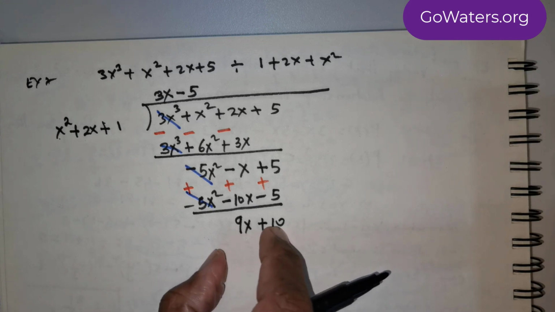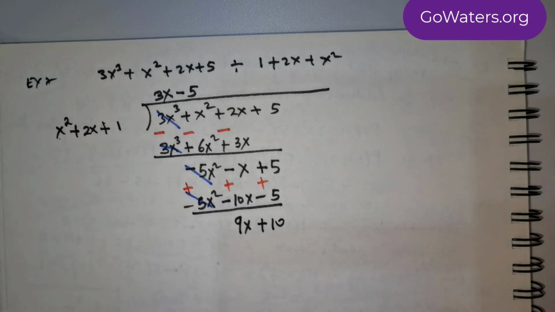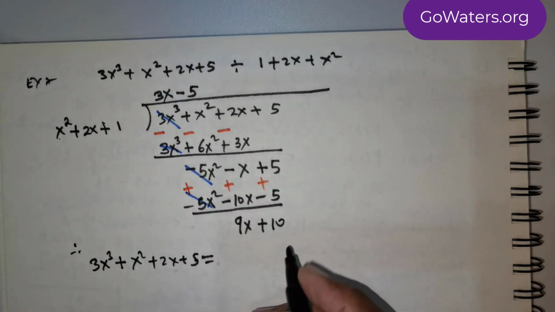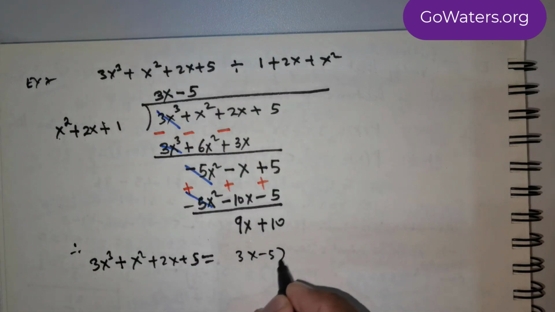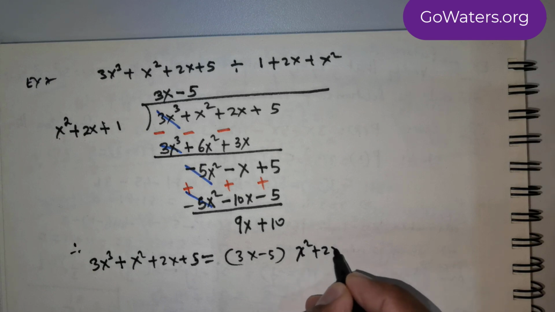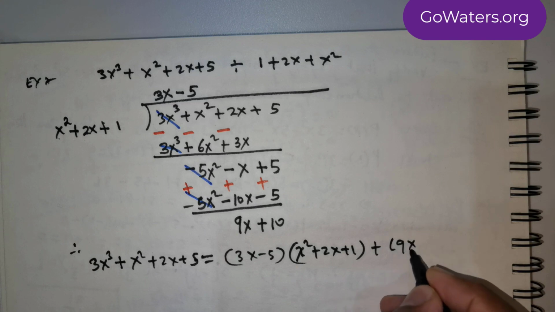Why? It's not possible for you to reduce it, because the degree of x is 1, the degree of the divisor is 2. Therefore, the factored form of 3x cubed, positive x squared, positive 2x, positive 5 is equal to, what is the quotient? 3x negative 5 multiplied with the divisor, that's x squared positive 2x positive 1. And what you got? This is the remainder, 9x positive 10.